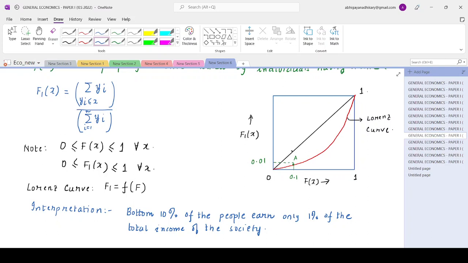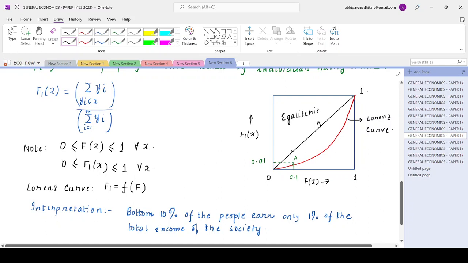So the lower the Lorenz curve is compared to this black line that I've drawn, which many of you might know is known as the line of equal distribution or egalitarian line, the more unequal the society is. Because if you have a point on this egalitarian line, that means the bottom 10% of the people have 10% of the society's income, so that is a fairly equal distribution. But if any point is below that, there is economic inequality.